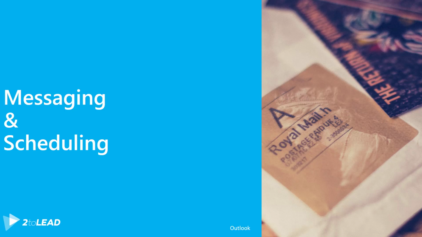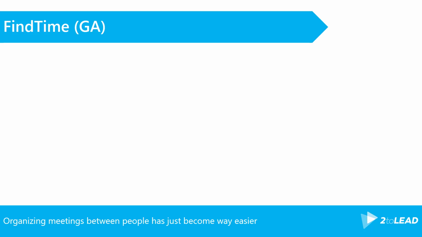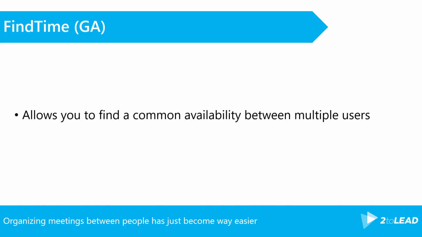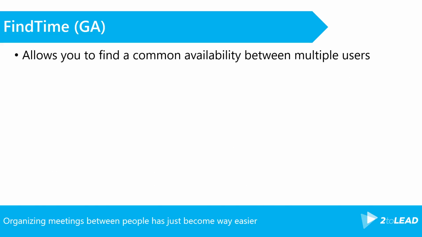All right, now let's talk about messaging and scheduling, and we'll be mostly talking about Outlook. One of the things that is super useful, and a new endpoint capability they provided with some machine learning, is the find meeting time API, and now it's V1. So it allows you to find availability between two users.